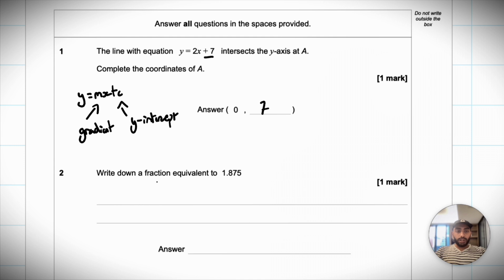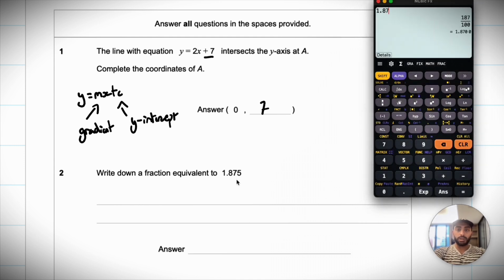Question 2, write down a fraction equivalent to 1.875. You can use your calculator for this question. Just type in 1.875 and press the S to D button and you can see it's 15/8.